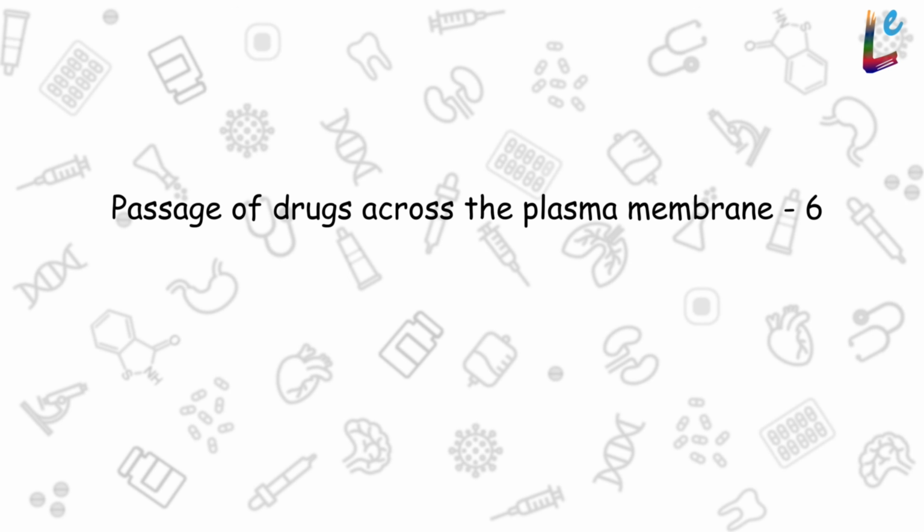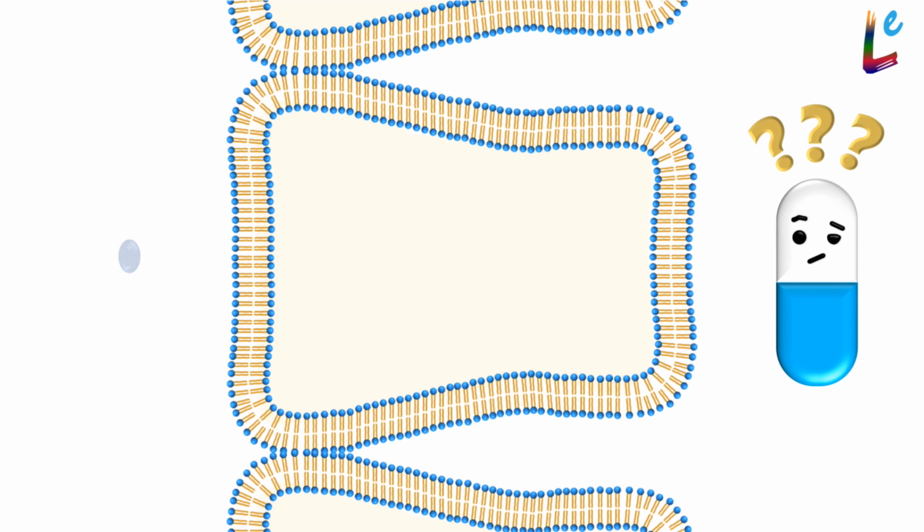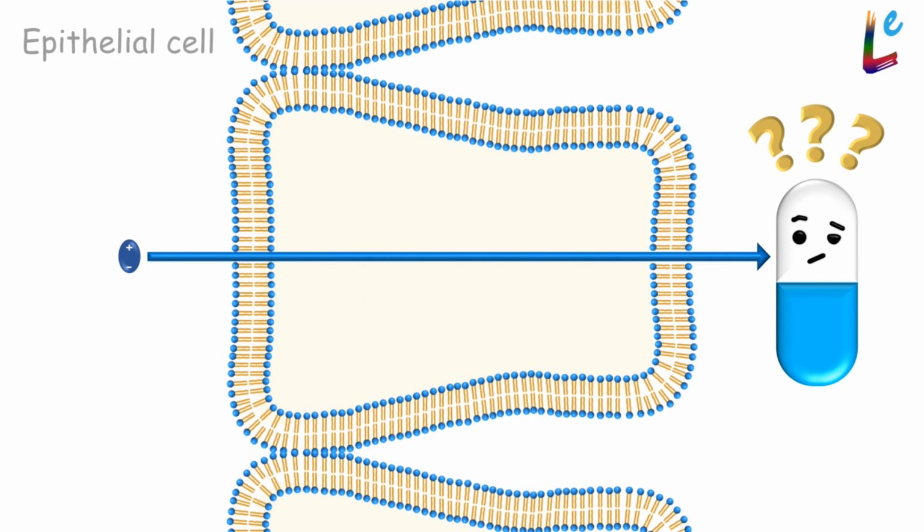Melanofusion Pharmacology, Passage of Drugs Across the Plasma Membrane, Part 6, Vectorial Transport. How will a solute move across an epithelial cell? It has to cross two membranes.